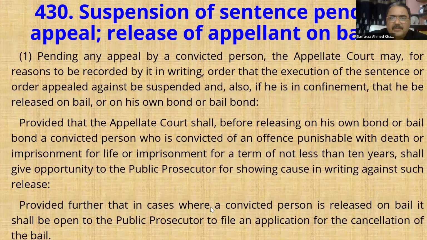So pending any appeal by a convicted person, the appellate court may, for the reasons to be recorded by it in writing, order that the execution of the sentence or order be suspended, and, if he is in confinement, that he be released on bail or on his own bond or bail bond.